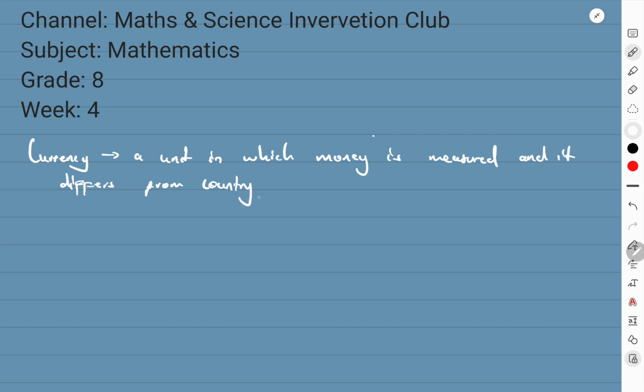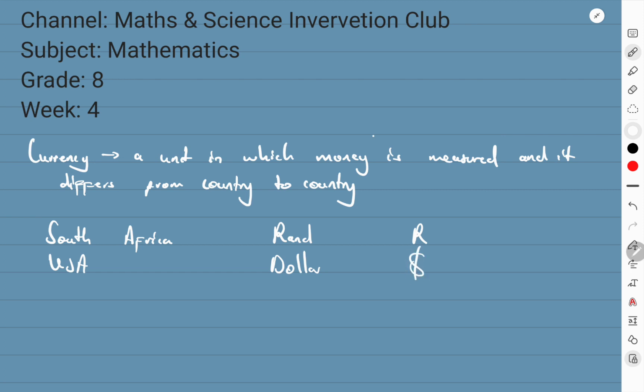It differs from country to country, whereby in South Africa we have the measurement of our money in rands, and the unit for that particular rand is given as R. Whereby in USA we have the dollar, and the unit for that particular dollar is something like this.